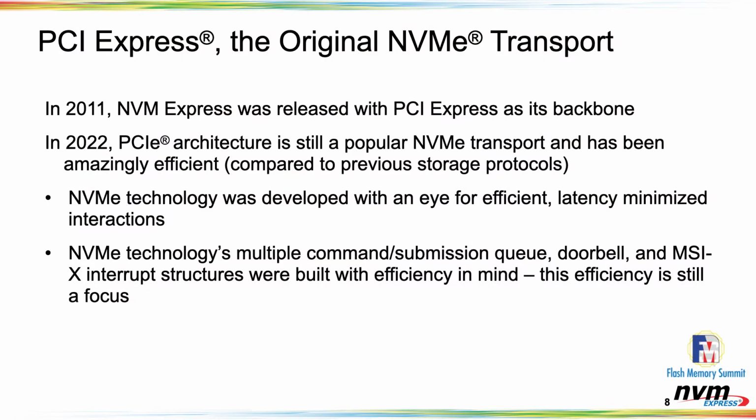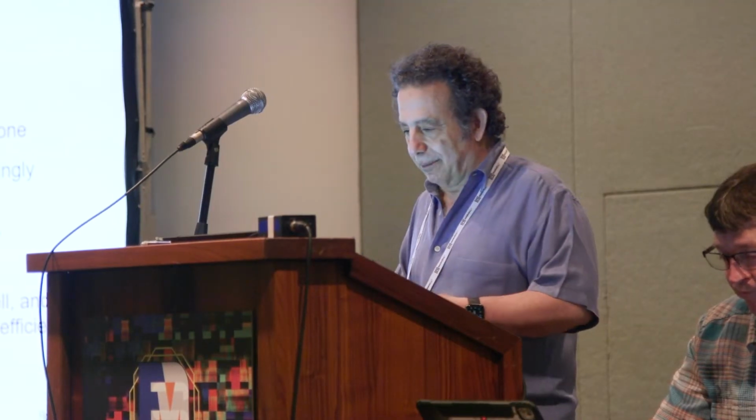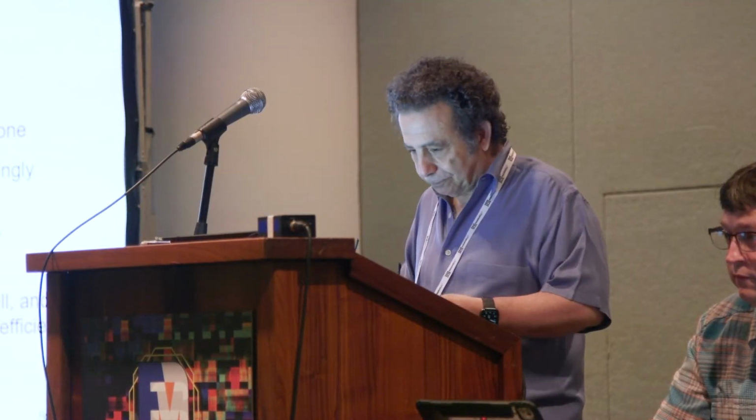So PCI Express was the original NVMe transport. We had PCI Express as the backbone. The two specs have an awful lot in common in terms of their scalability, their latencies. It is still probably the most popular NVMe transport. It is certainly the most common. It's in all of our laptops and desktops and many other places.